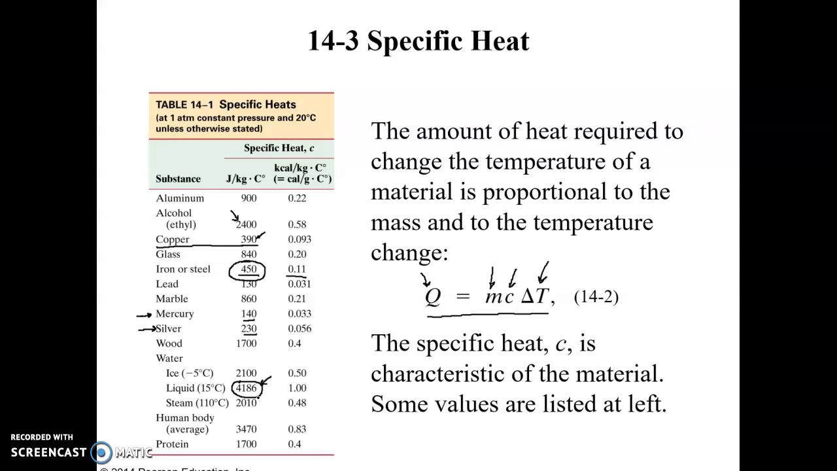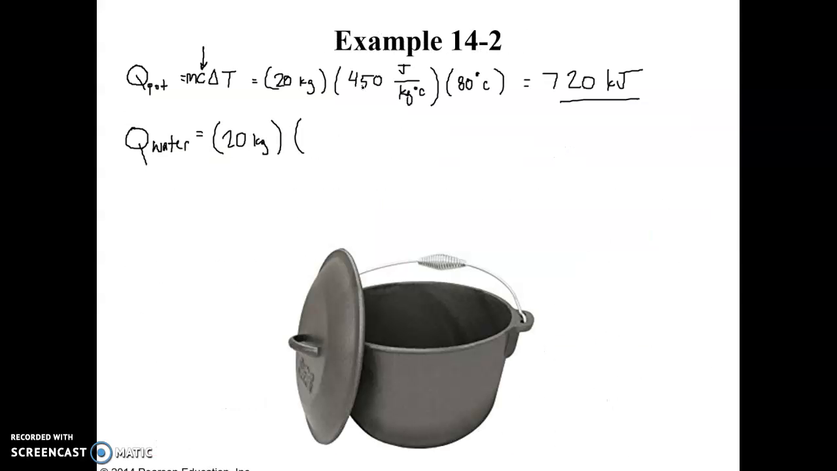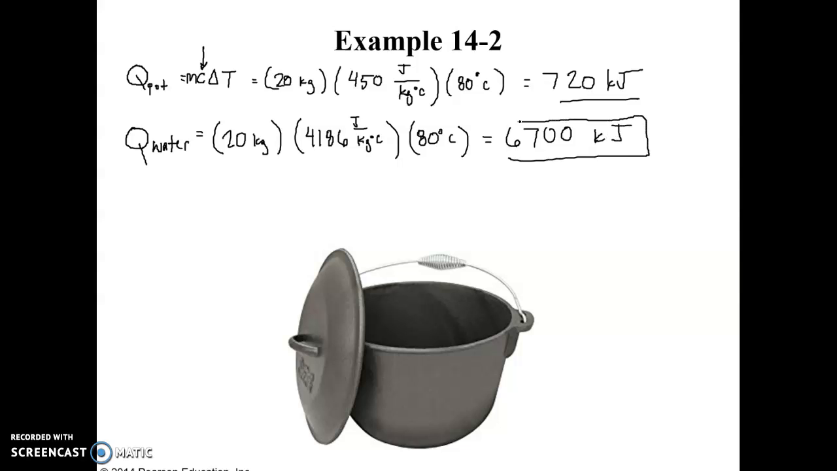It was 4,186 joules per kilogram degrees Celsius. And we're changing it by the same temperature, 80 degrees. And so that is 6,700 kilojoules. So you can see that's a huge difference.